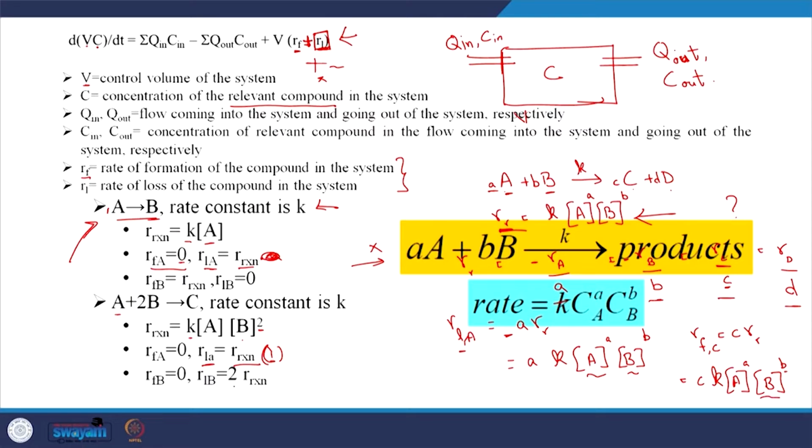Similarly, rate of formation of B is 0 and rate of loss of B is the stoichiometric coefficient of B, which is 2, times rate of the reaction. Then rate of formation of C is equal to the stoichiometric coefficient of C, which is 1, times rate of reaction, and rate of loss of C is equal to 0 because, as you see, C is only being formed, it is not being lost.